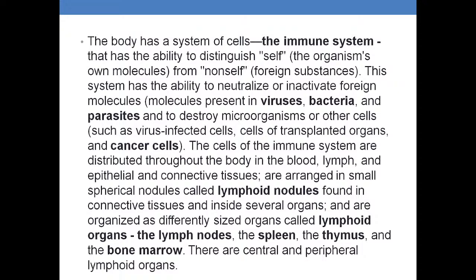The cells of the immune system are distributed throughout the body in the blood, lymph, and epithelial and connective tissues, are arranged in small spherical nodules called lymphoid nodules, found in the connective tissues and inside several organs, and are organized into differently sized organs called lymphoid organs: the lymph nodes, the spleen, the thymus, and the bone marrow. There are central and peripheral lymphoid organs.